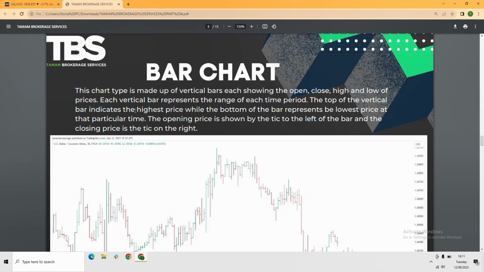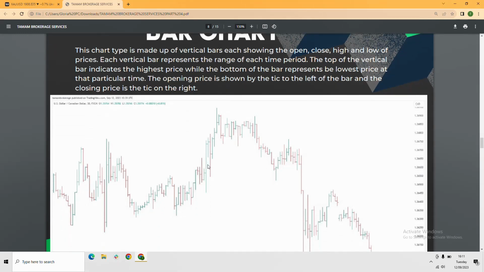The top of the vertical bar indicates the highest price, while the bottom of the bar represents the lowest price at that particular point in time. The opening price is shown by the tick to the left of the bar, and the closing price is the tick on the right. Okay.